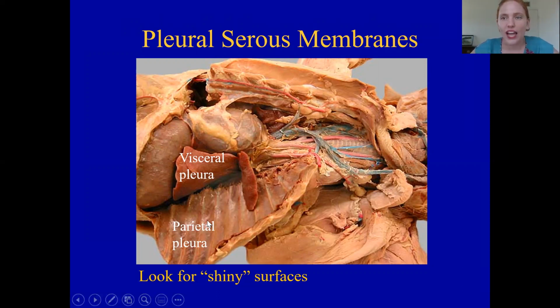And then lining the rib cage, so the cavity wall, that would be the parietal pleura. Parietal, cavity wall; pleural, lungs. So that creates the shiny membrane that lines the cavity itself, so on the rib cage there.